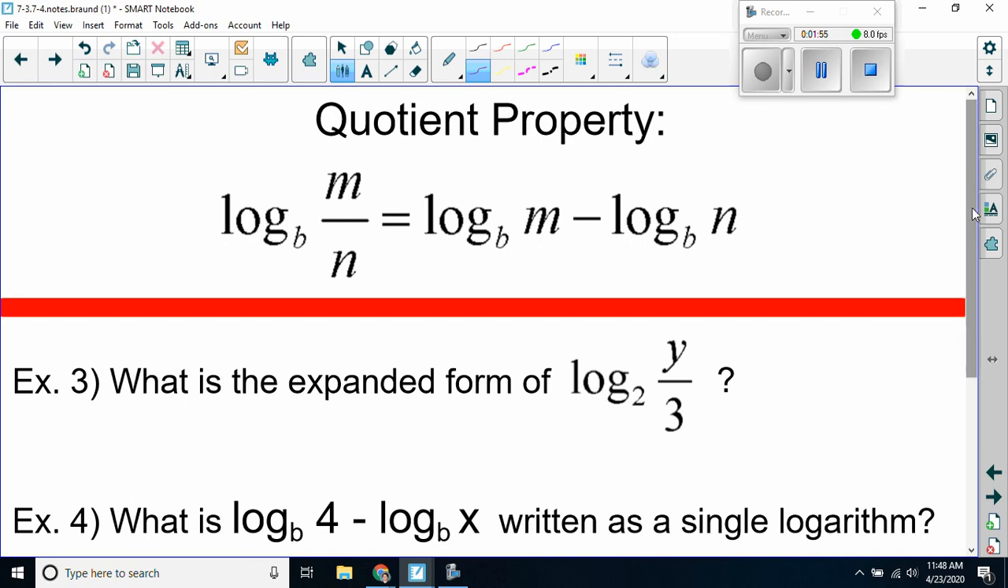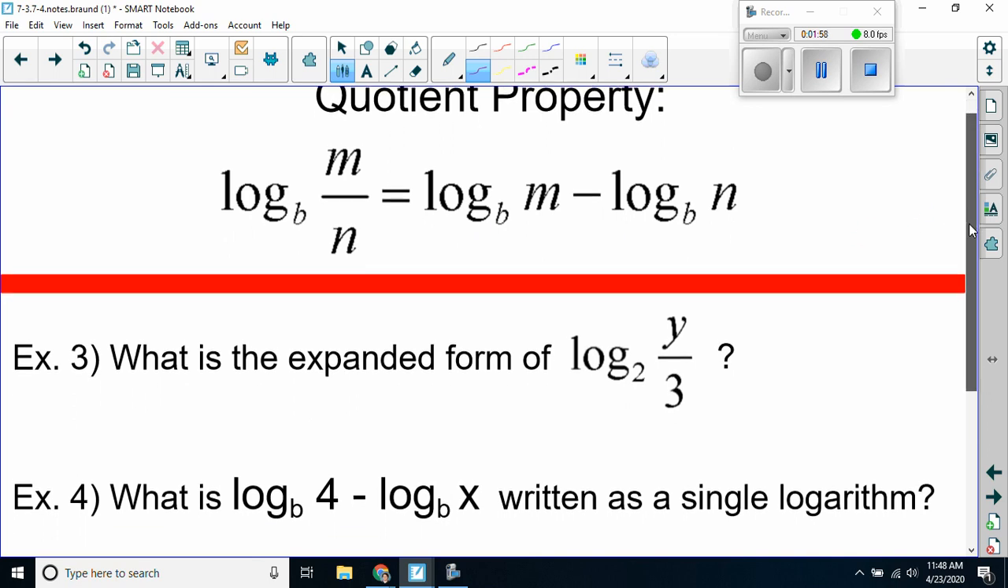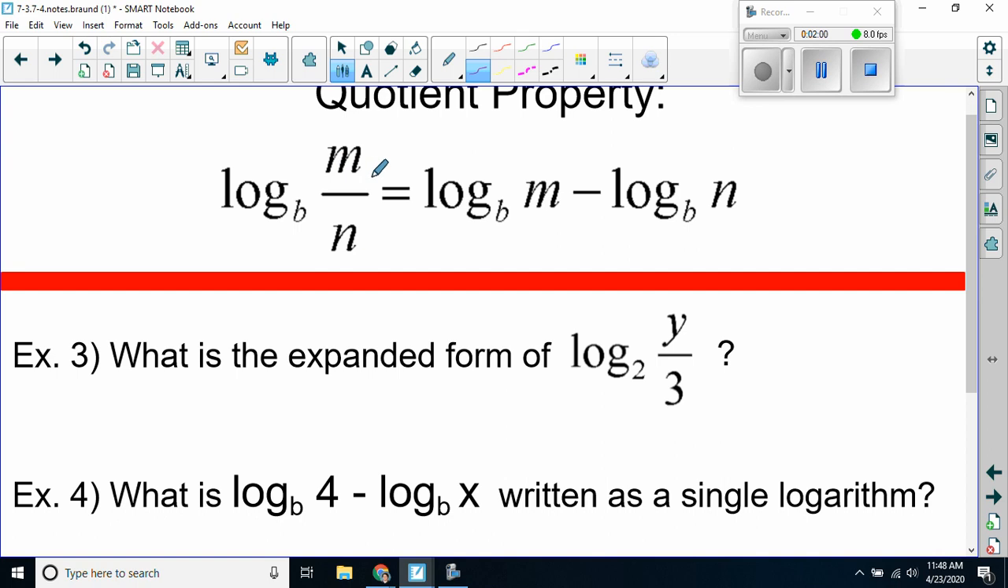Your quotient property is basically the same thing, but now we're just using the inverse operations. So instead of multiply, we're dividing, and instead of adding, we are subtracting. So division and subtraction go together the same way. So what's the expanded form of this? Again, I have to keep the same base, so that's going to be log base 2 of, and always do the top minus the bottom, okay? So your numerator minus the log of your denominator. So that's going to be log base 2 of y minus log base 2 of 3. And that's the expanded form of that, okay? Always m minus n, and that's why it's up there in your property that way too.